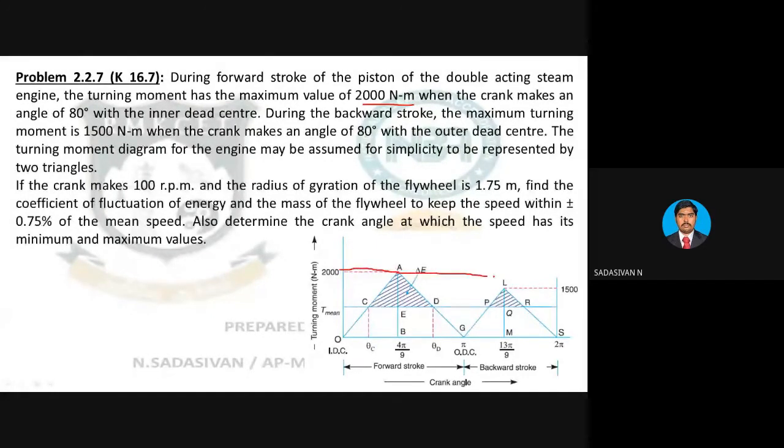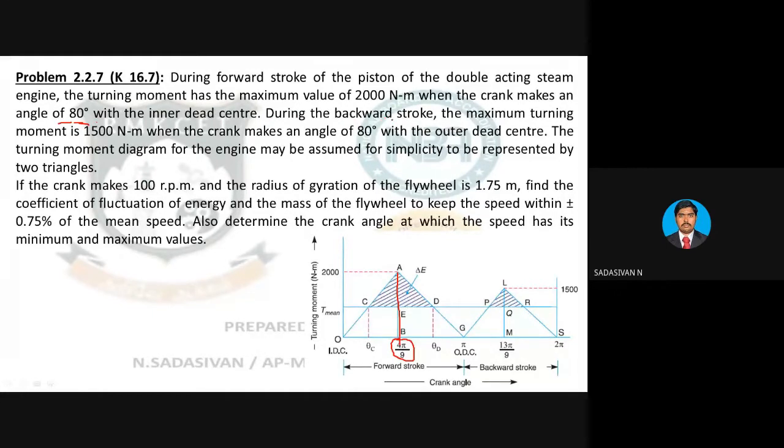Definitely this is taller than this, right? So therefore this is 2000 Newton meter when the crank makes an angle of 80 degree. So the peak occurs at 80 degree of crank angle. So this is 80 degree, which is 4 pi by 9. If you solve, you will find out that this is 4 pi by 9. 80 degree with the inner dead center.